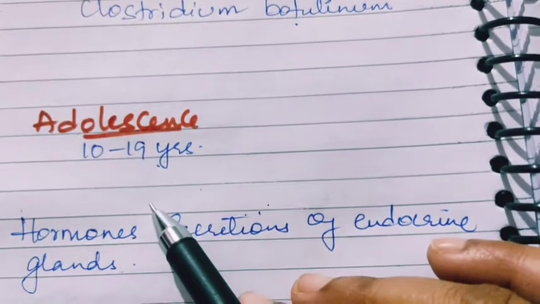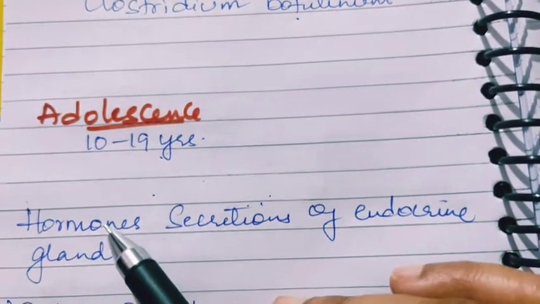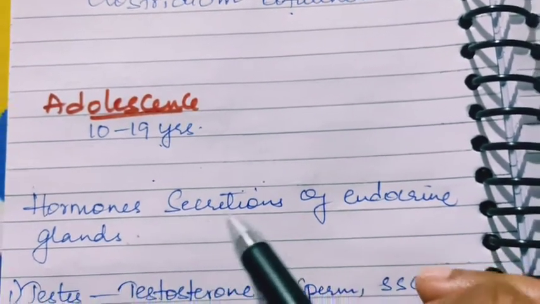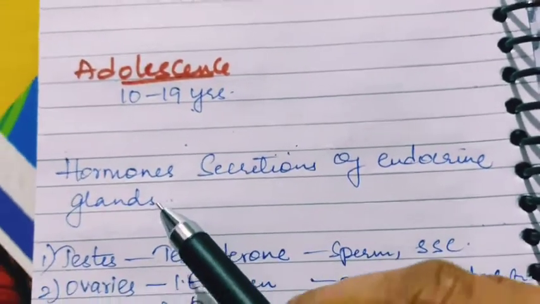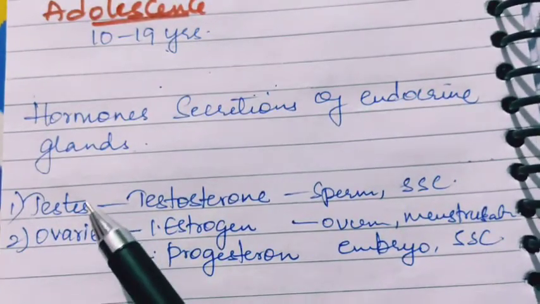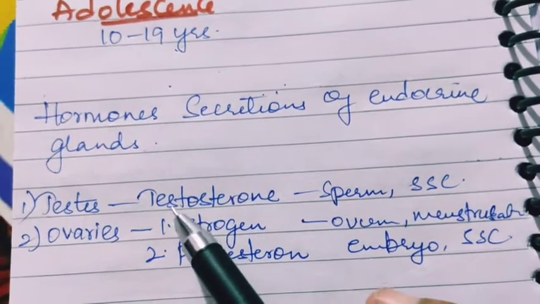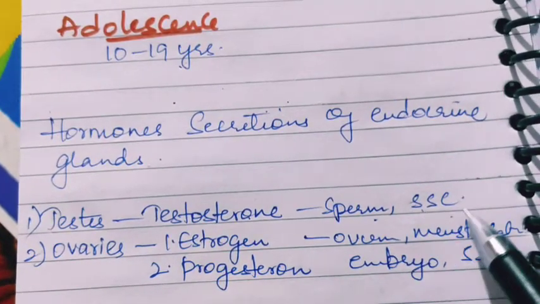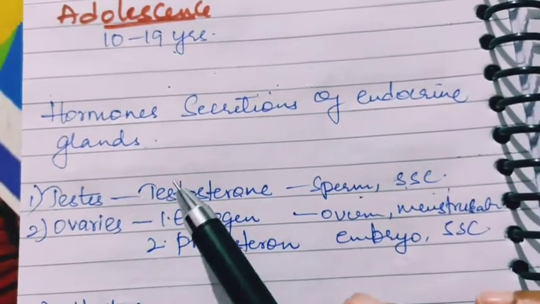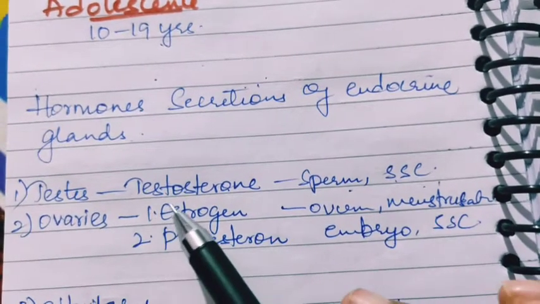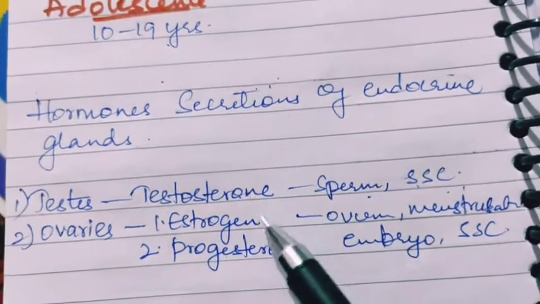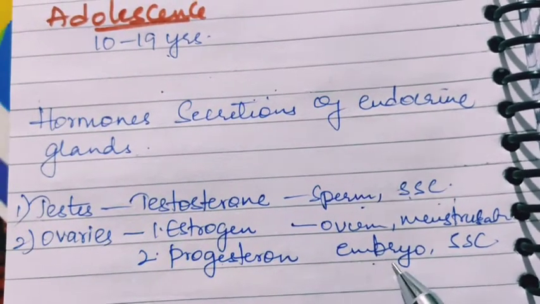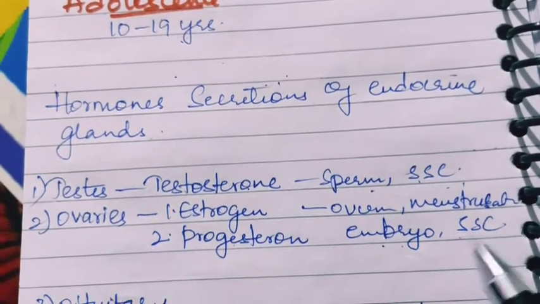So during this age, the reproductive phase, the hormones get matured. Hormones are the secretions of the endocrine glands. Now we'll see some of the hormones. Testes secrete testosterone. It helps in the release of sperm and development of the secondary sexual characters in males. And ovaries secrete two hormones, estrogen and progesterone. They help release the ovum, cause the menstrual cycle and implantation of the embryo, and develop secondary sexual characters in females.